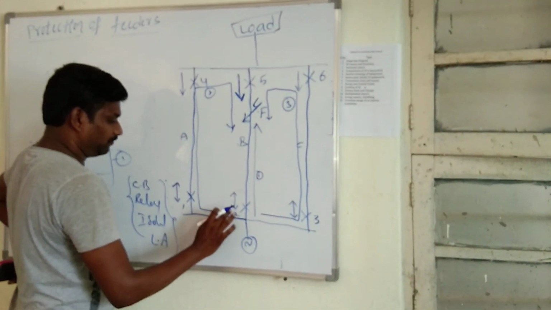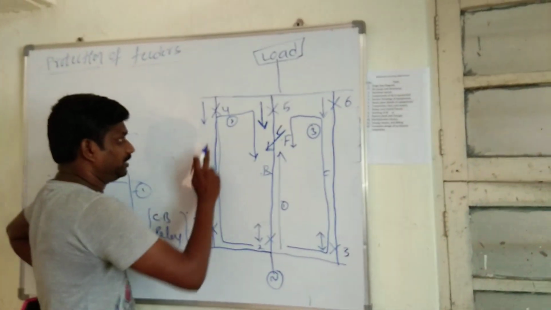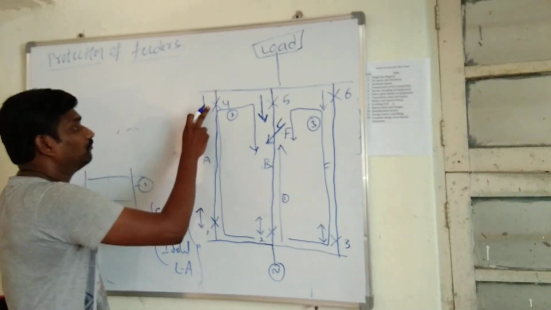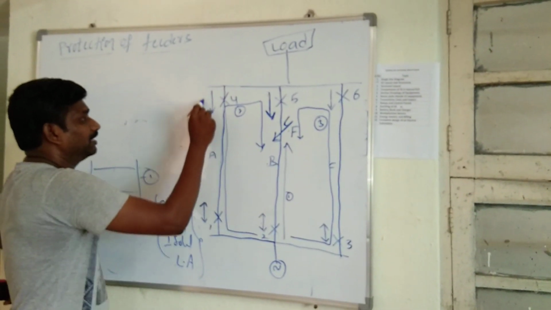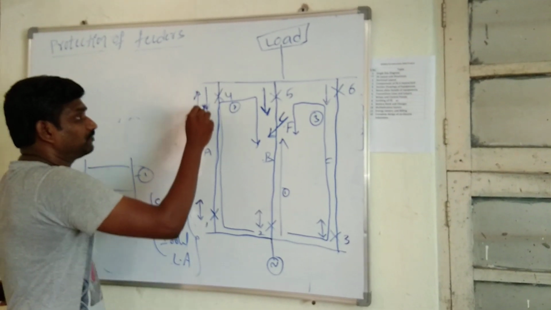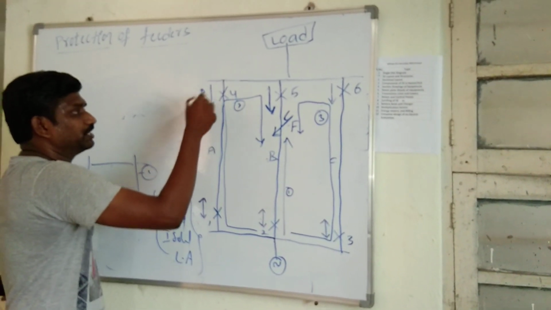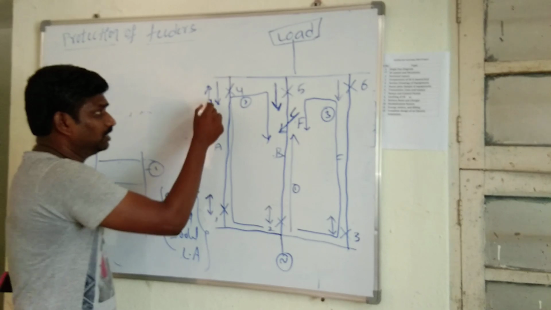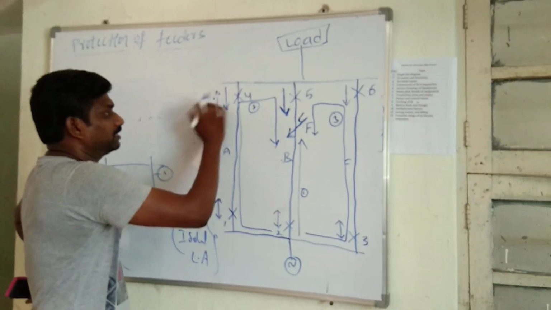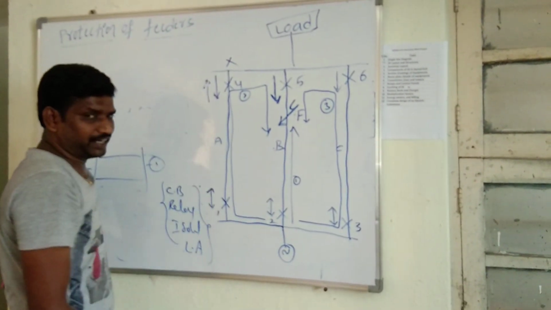And in the first path, the relay will be operated. In the second path, first relay 1 will be operated, and relay 4. Okay, what is the direction of current? In this direction. But what is the direction of relay operating current? In this direction. So it is opposite to the operating current, so the relay will not be operated. Relay 4 will not be operated.